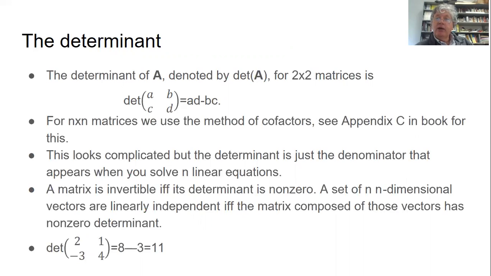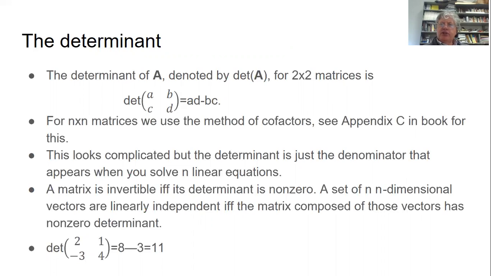That's an algebraic way to think of the determinant. Another way to think of determinants is that it's all to do with linear independence. If you've got a set of n-dimensional vectors, you can put those coefficients into an n by n matrix, and the set of vectors is linearly independent if and only if the determinant of that matrix is non-zero.